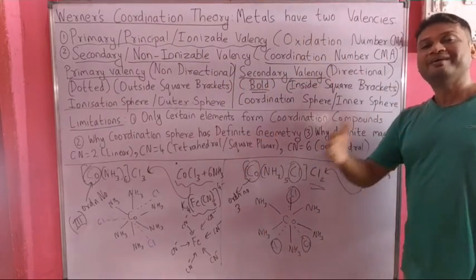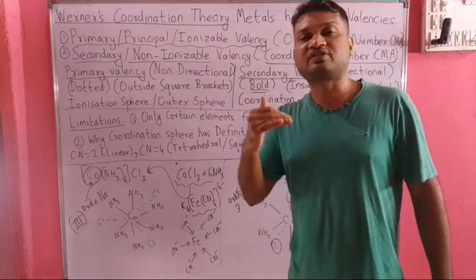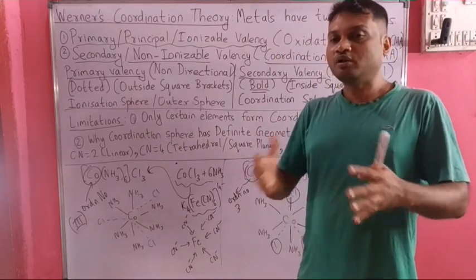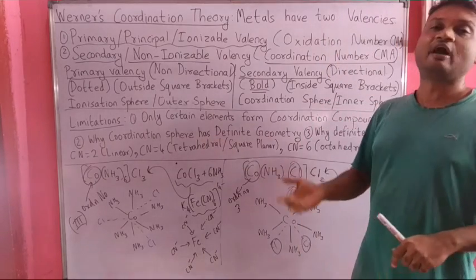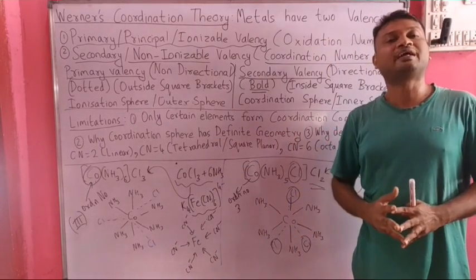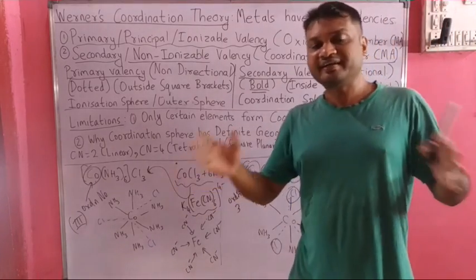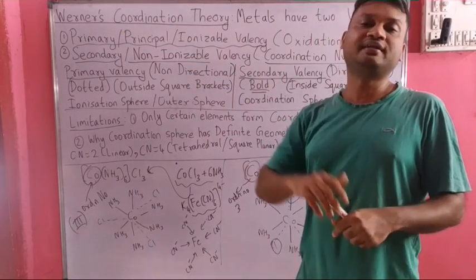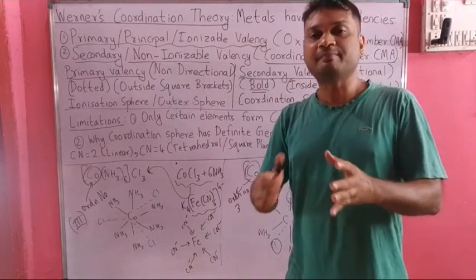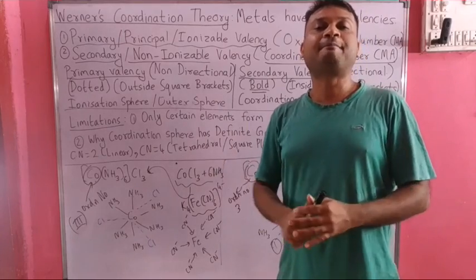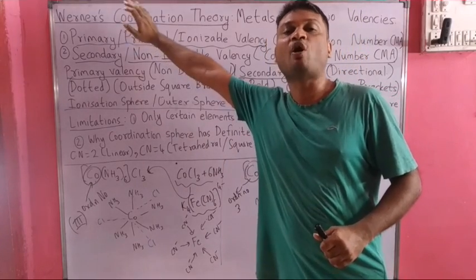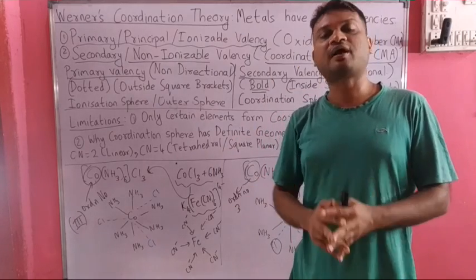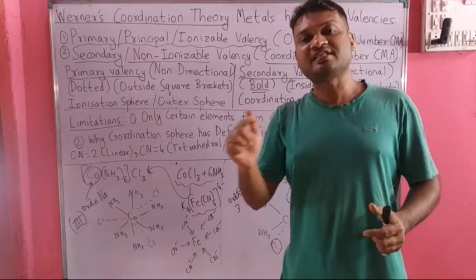Secondly, as I told you, it couldn't explain why we have specific geometry related to specific coordination number. It also could not explain why we have specific magnetic and optical properties. So these were the reasons why Werner's coordination theory failed, and we have another theory, known as valence bond theory, which came to take the place of the coordination theory given by Werner. So the next theory which we'll study for coordination compound formation is valence bond theory.